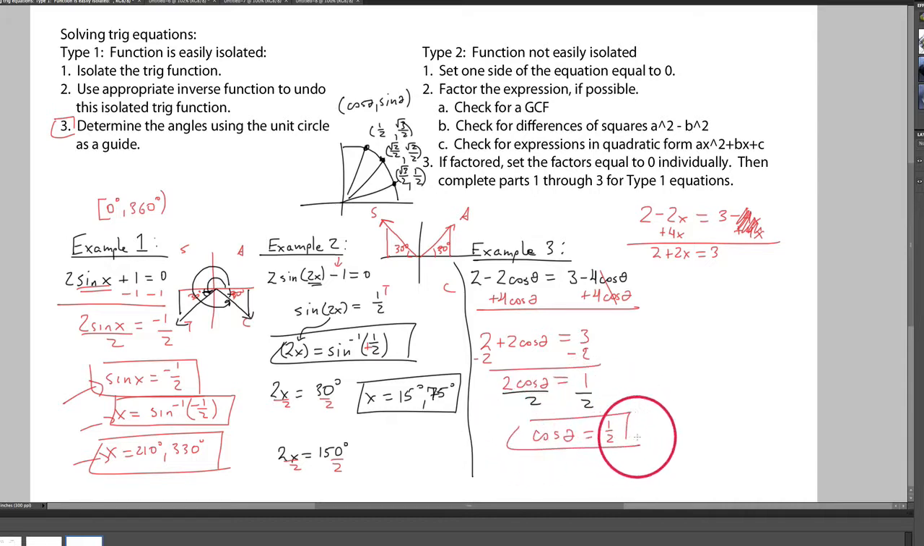common value for cosine. So from here, cosine inverse, but we had to isolate the trig function. That was our goal. We did it. We used an inverse trig function.